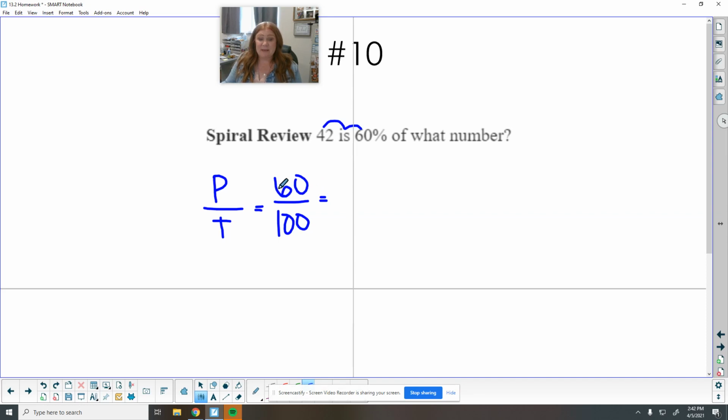Since 60 is a piece and it says 42 is 60, that means they're equal. So we're going to put 42 on the top as well, of what? So we're looking for the total here. So we're going to do 100 times 42, and then we're going to divide by 60 to see what the total was to get 60%. They only had 42 correct.